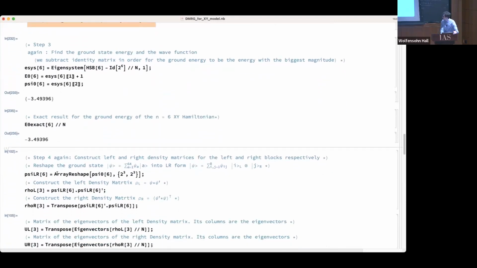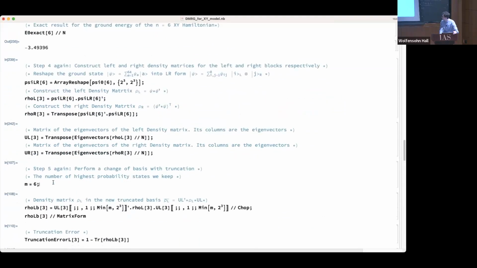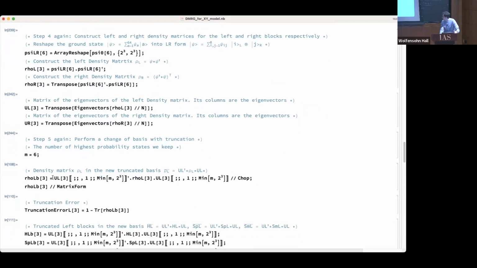And again, find density matrices, and find truncation matrices UL and UR, right? Until now you have not truncated. Now I'm starting truncation, so I keep M. I chose my M to be 6. At this point, I have 3 sites from the left and 3 sites from the right, so it's 2 to the 3, which is 8 by 8 matrices. But I want to truncate it to 6 by 6. And now I do truncation, so I keep only M states. So I use the minimum of M and 2 to the 3.